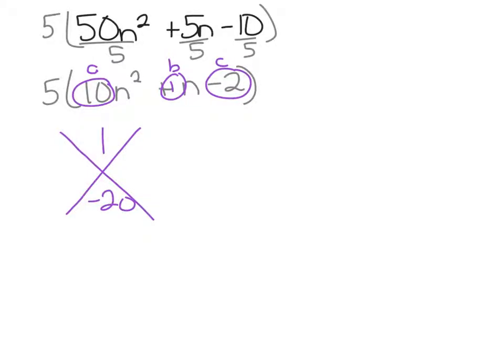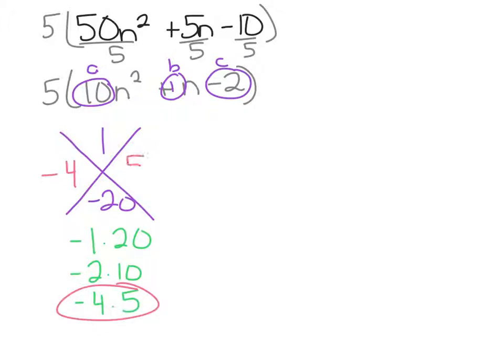Alright, now we start listing the factors. Since this is negative, our signs will be different. The larger number will be positive because b is positive. And that means the smaller number would be negative. So negative 1 times 20 doesn't work. Negative 2 times 10, which doesn't work. Negative 4 times 5. That one works. Negative 4 times 5 equals negative 20. And negative 4 plus 5 equals 1.